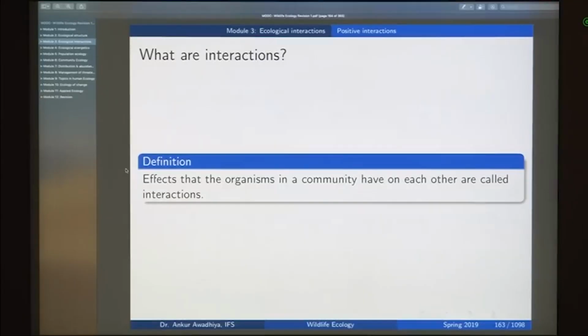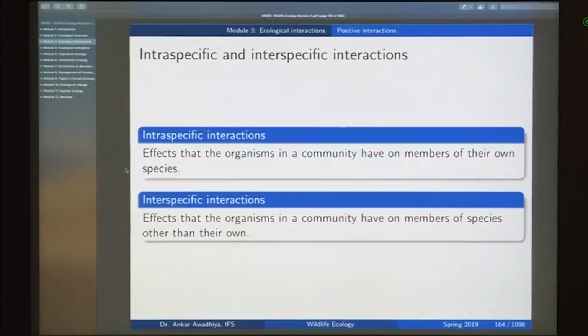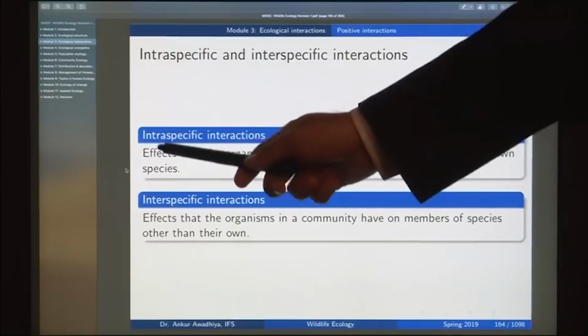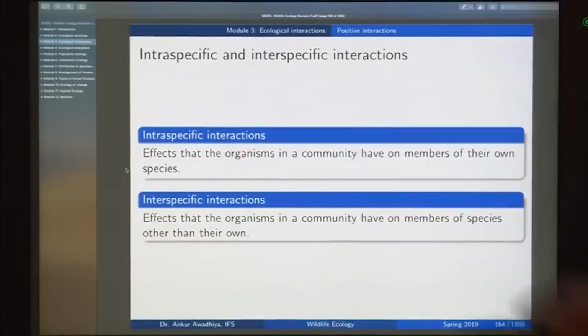So, interactions are the effects that organisms in a community have on each other, and these interactions are of two kinds. We can have interspecific interactions and intraspecific interactions. Intra is within, so intraspecific is within a particular species, or the effects that organisms in a community have on the members of their own species.